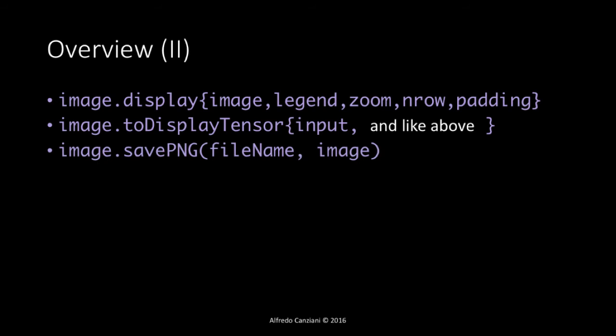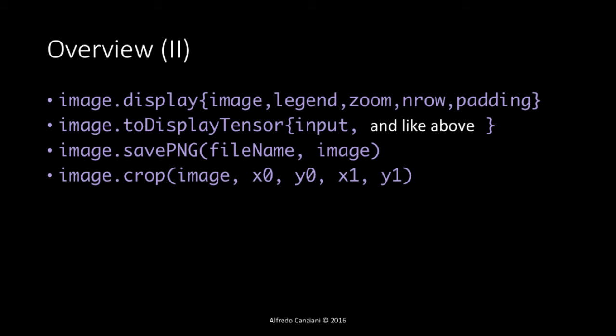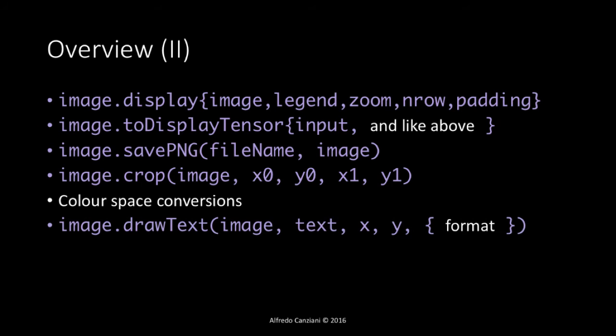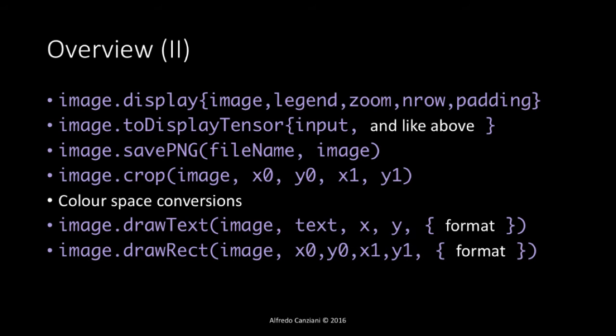We'll see how to save an image, in more detail a PNG file, and how to crop an image. We will see the names of some popular color space conversions. And then finally, we'll see how to draw text on an image and how to draw a rectangle. More precisely, it's going to be a bounding box around Lena's face.